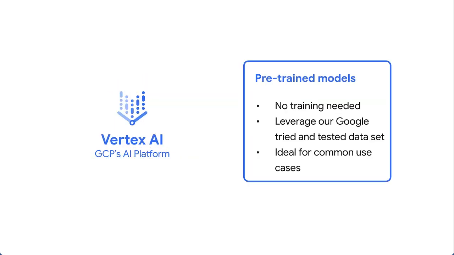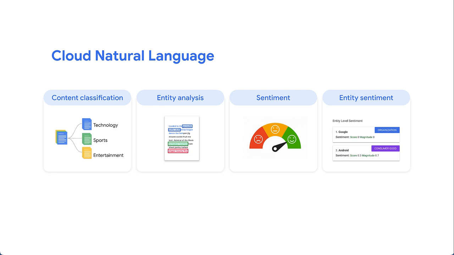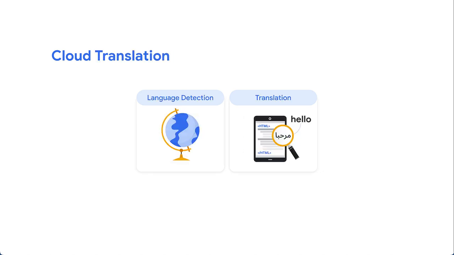Vertex AI offers several pre-trained machine learning models targeting various use cases. The three we will be highlighting for analyzing unstructured data in BigQuery are the Vision API for tasks such as object detection, OCR, and labeling in images, the Natural Language API for extracting entities, classification, or performing sentiment analysis on freeform text, and the Translation API for language detection and translation of freeform text for over 100 languages.